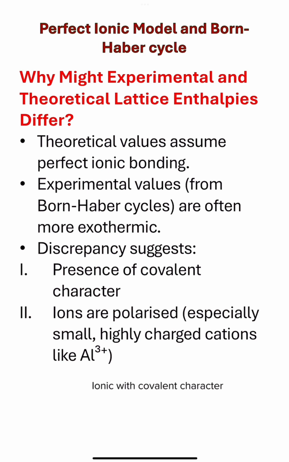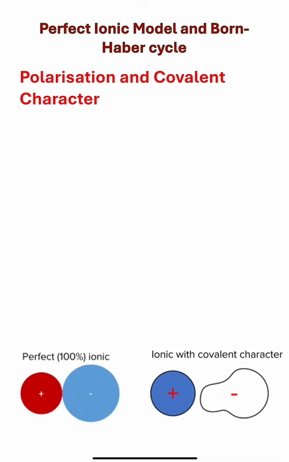So ions with covalent character would look like this, where, as you can see, the positive ion has caused polarization of the electron cloud on the negative ion. So there is more polarization now, and there is some covalent character, and they would need more energy. So the enthalpy of the lattice now is higher, or more exothermic.